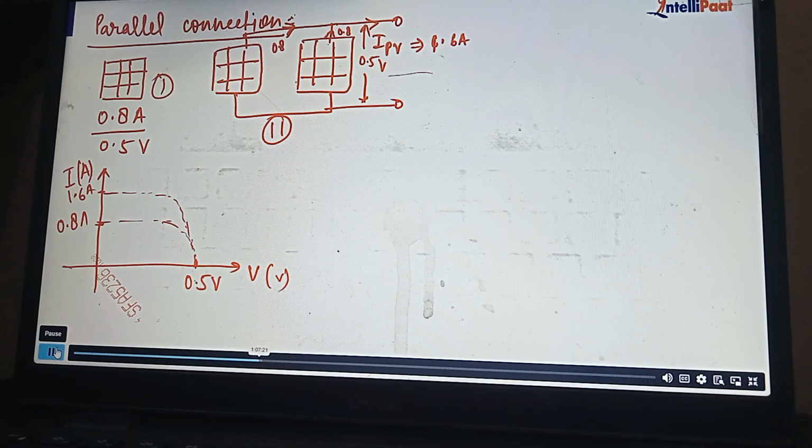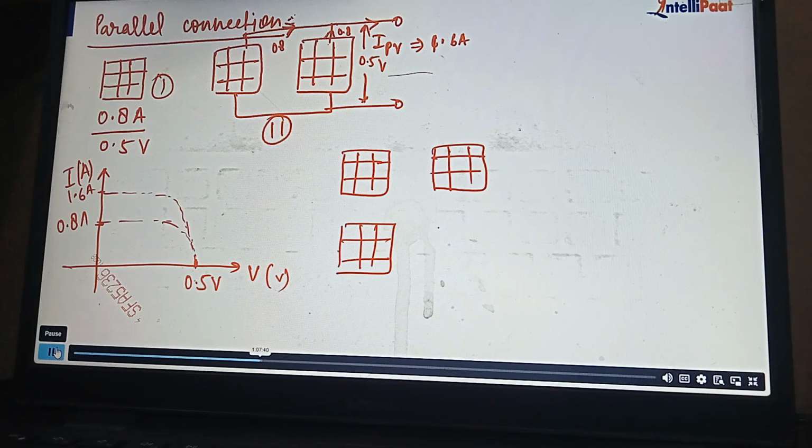Only two panels in series. Now let's say a few panels I have added in series as well as in parallel. Suppose what I have done, and another set of two panels or two cells are connected in parallel. Means the first two panels are connected in series, the second two panels are also connected in series, but the combination of these panels are connected in parallel.